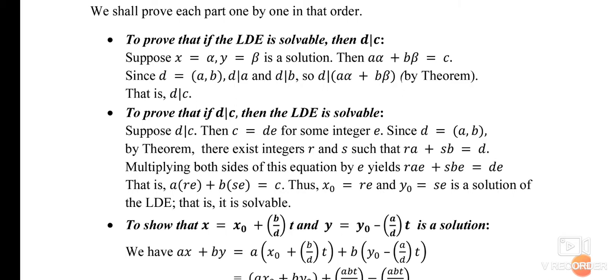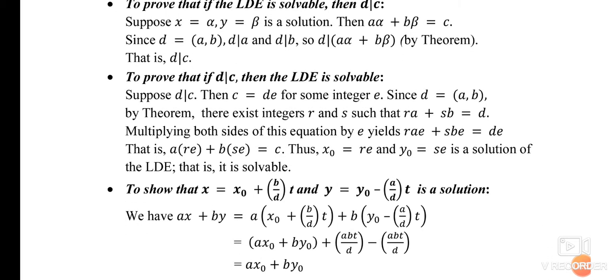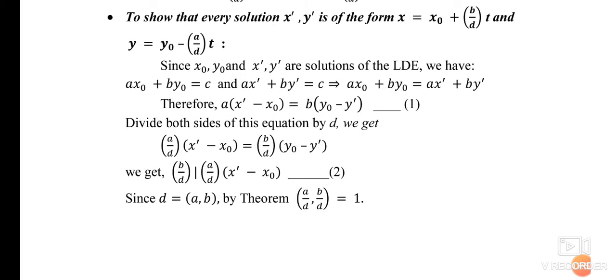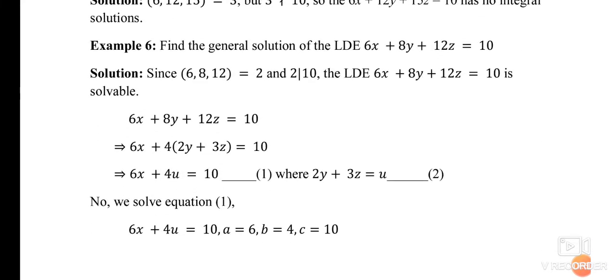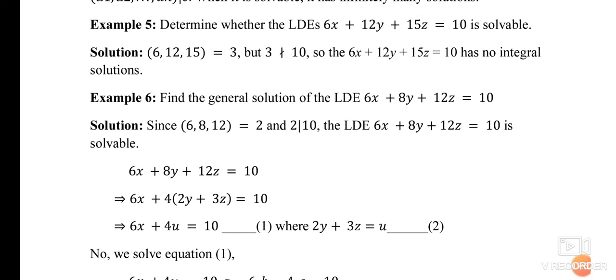So, if we know a particular solution, from the final part we can find the general solution. So, what is the general solution? The general solution is x equal to x naught plus b by d into t, where t is an arbitrary integer, and y equal to y naught minus a by d into t.